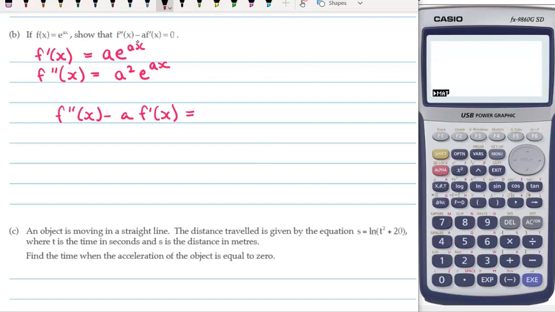Okay, so now let's go for f double dash of x minus a times f dash of x. That will be equal to, well, f double dash of x is a squared e to the ax, minus a times a e to the ax, and you can see that's obviously a 0.